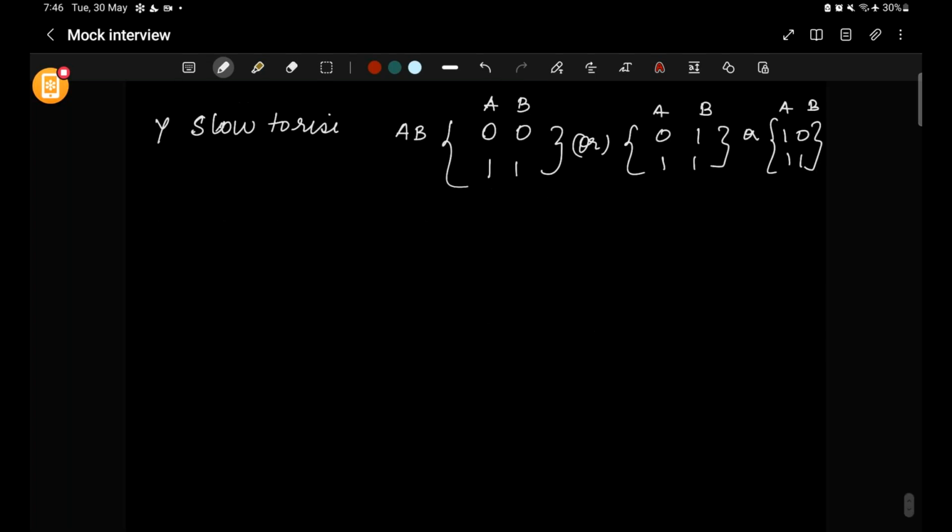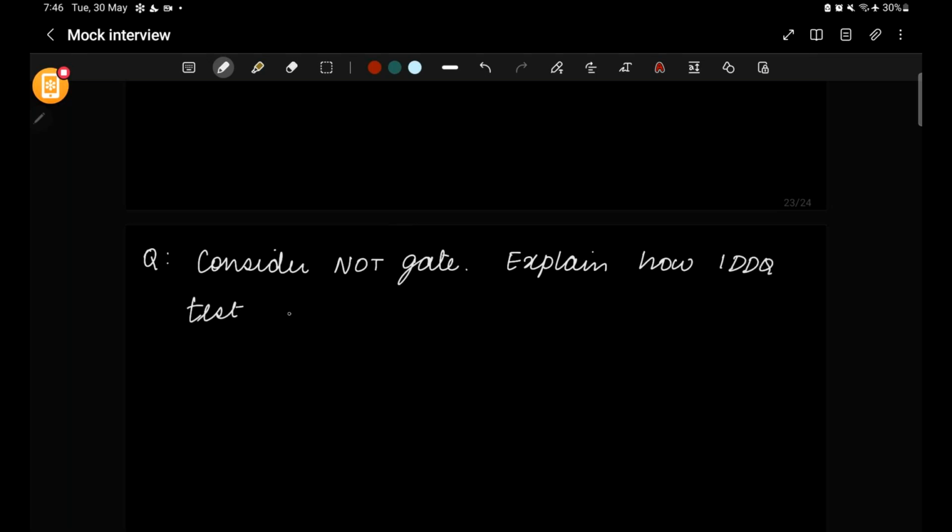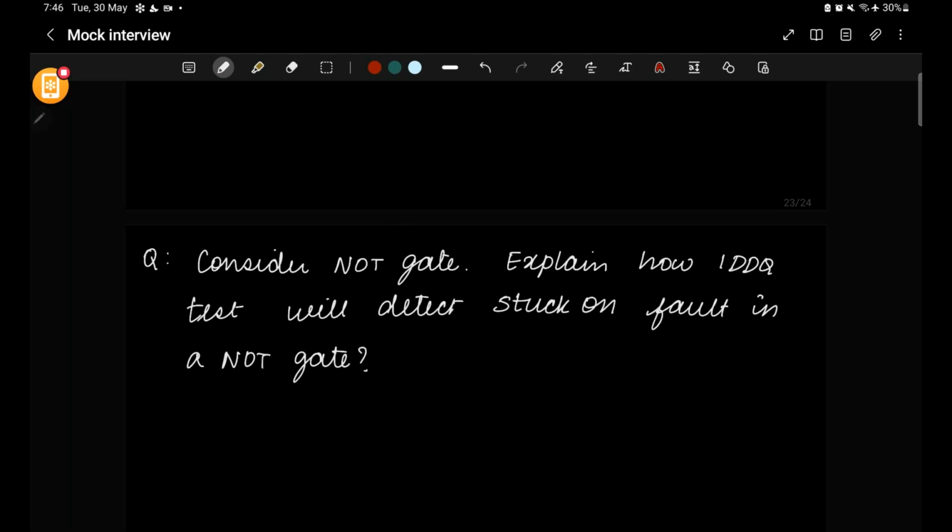Consider a NOT gate. Explain how IDDQ test will detect stuck on fault in a NOT gate.